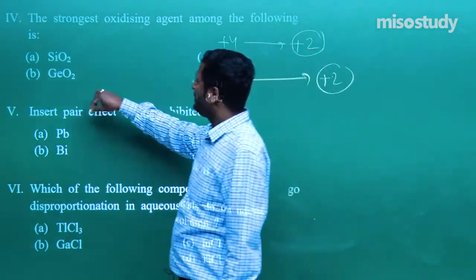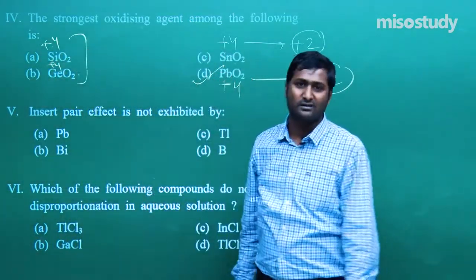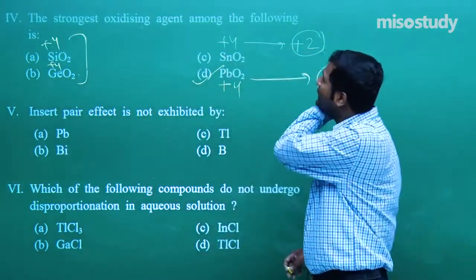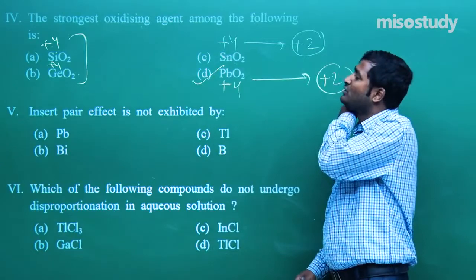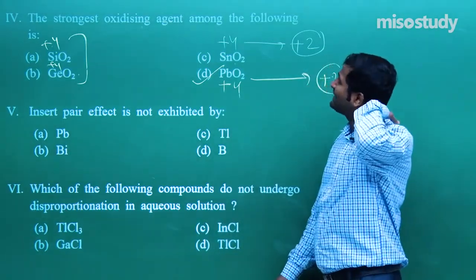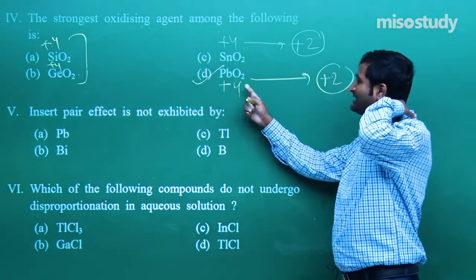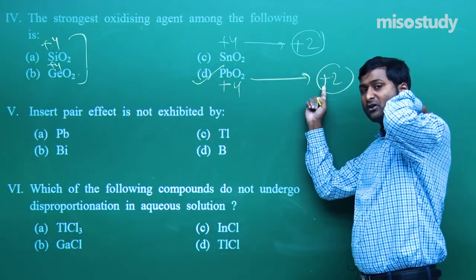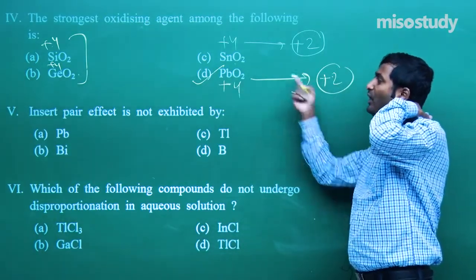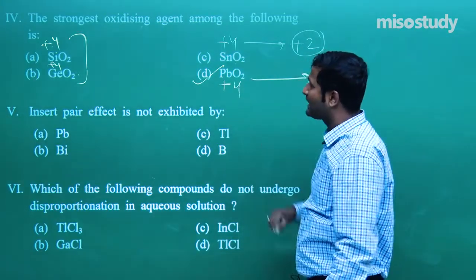Look at +4 and +4. In all the three cases, the +4 oxidation state is more stable, so no need to decrease its oxidation state. If there is no decrement in oxidation state, then they will not act as an oxidizing agent. In this case, +4 has a tendency to move toward the more stable oxidation state, that is +2, which is less than +4. So it will act as an oxidizing agent. So for question number 4, D is the correct option.